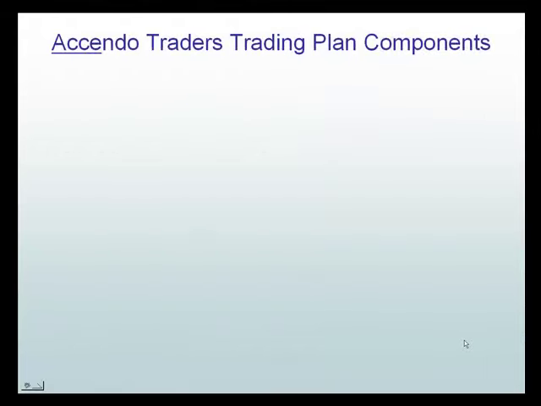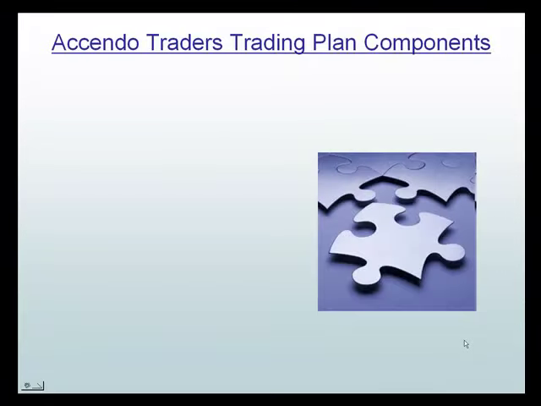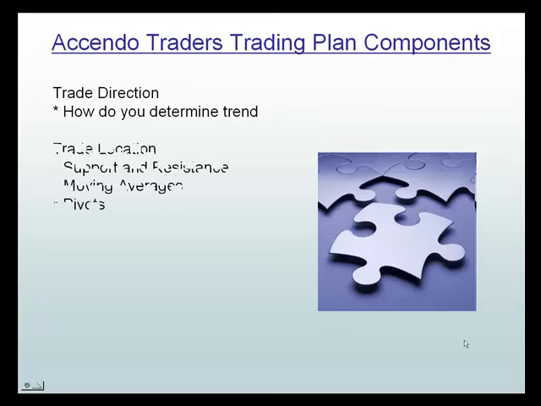So now we're ready. Let's talk about the components of the Ascendo Trader's trading plan. Well, we believe that we divide our trading plan into 4 core components. The first one is you have to determine the trend. What is the direction of the market at the current time? You need to be able to identify if your trade is with the trend or if it's a counter trend, and you will adjust your position sizing based upon that information.